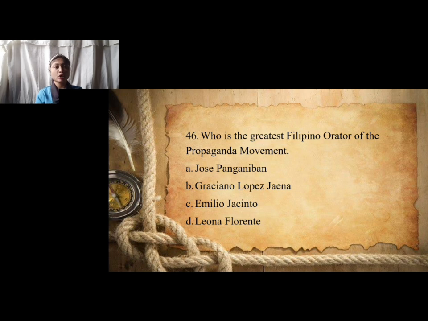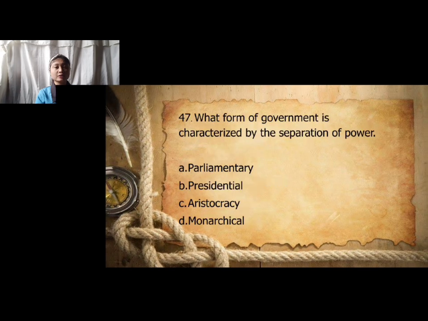Number 47 question. What form of government is characterized with the separation of powers? The correct answer is letter B, presidential. The presidential system of government is based on the principle of separation of powers, wherein legislation belongs to Congress, execution to the executive, and settlement of legal controversies to the judiciary.